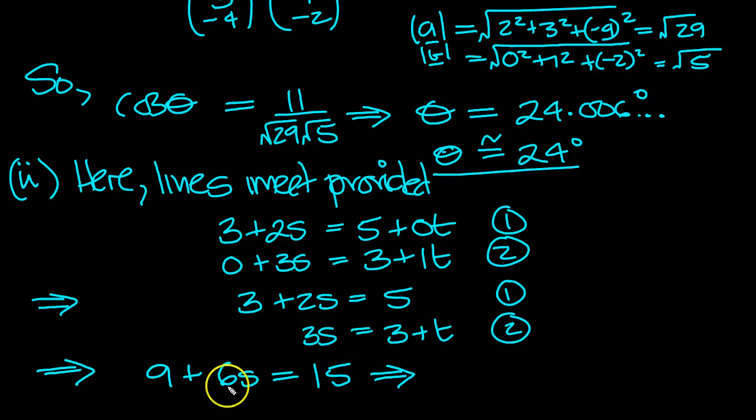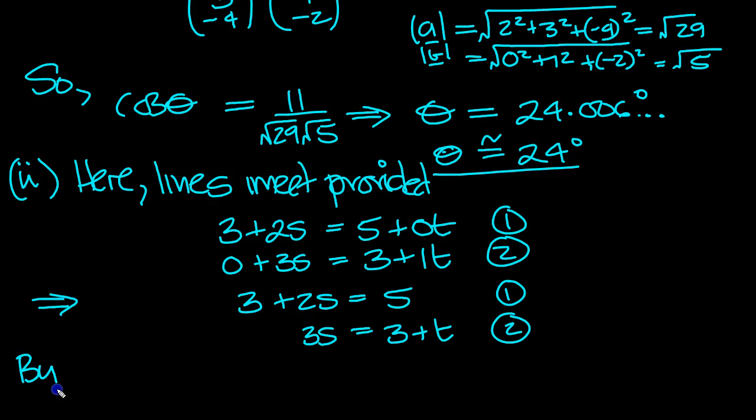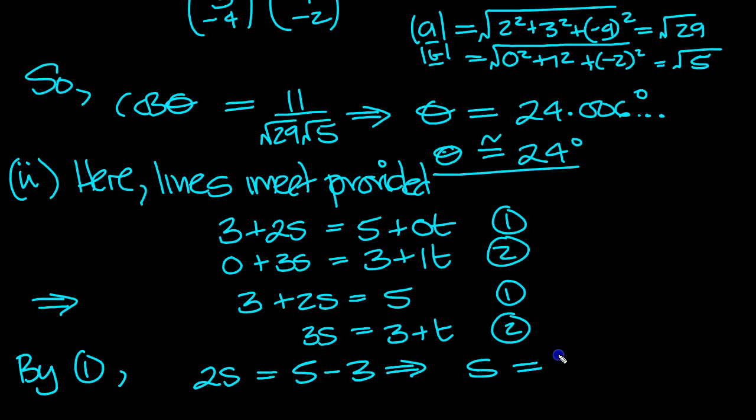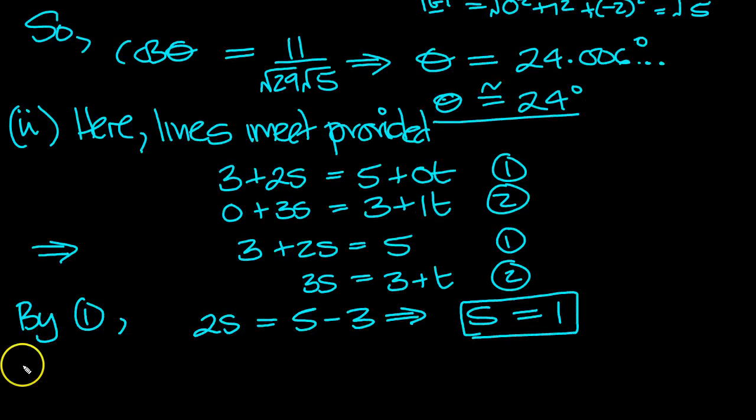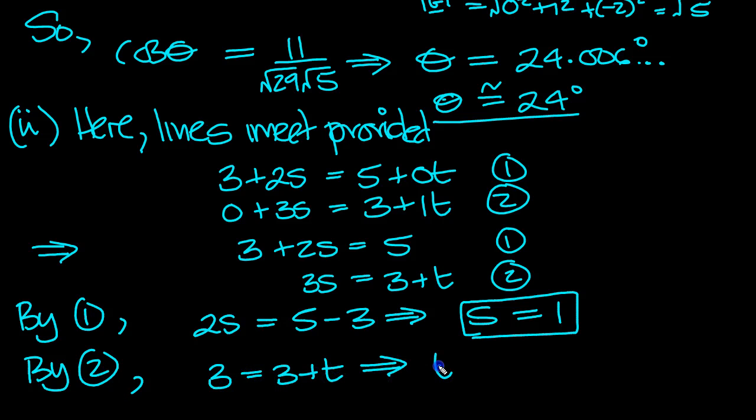And now sub in this 3s into here. Oh, we can just get s straight away, sorry. Three plus 2s is 5, so 2s is equal to 5 minus 3, and that tells us 2s is 2, so s equals 1. And if s is 1, then by 2, 3 is equal to 3 plus t, and therefore t equals 0, doesn't it? So there's our values for s and t.